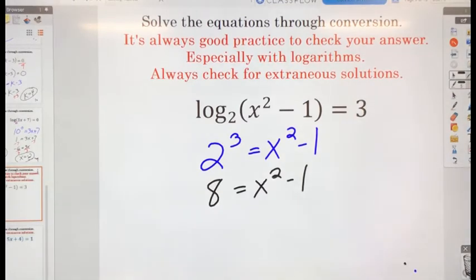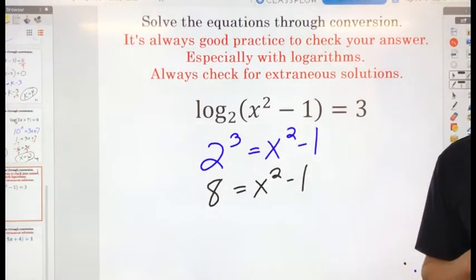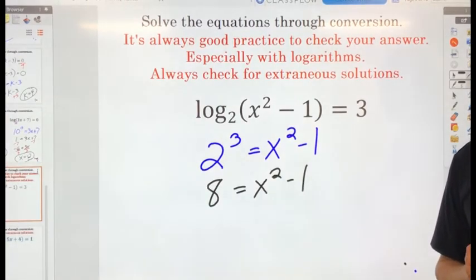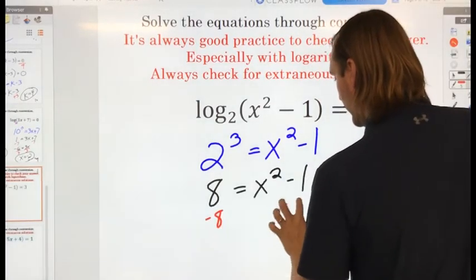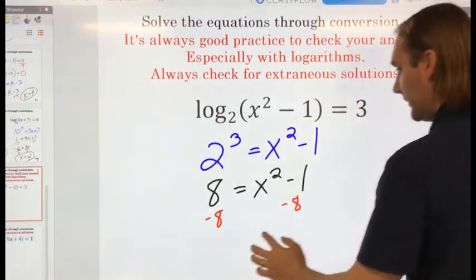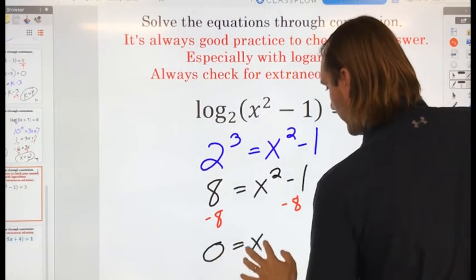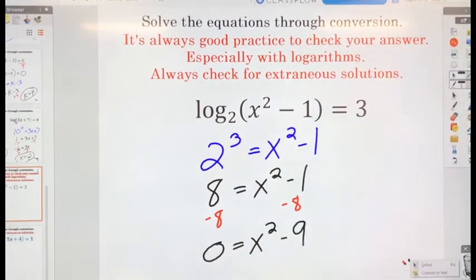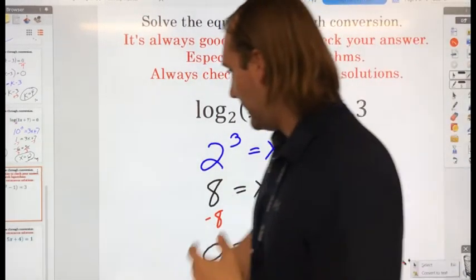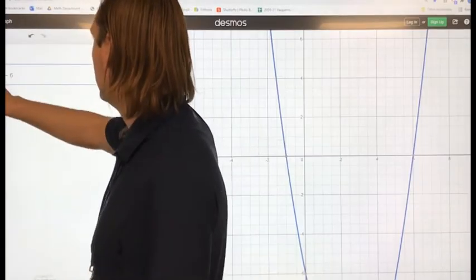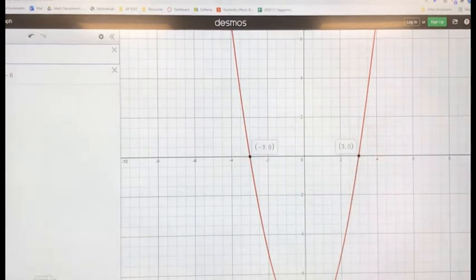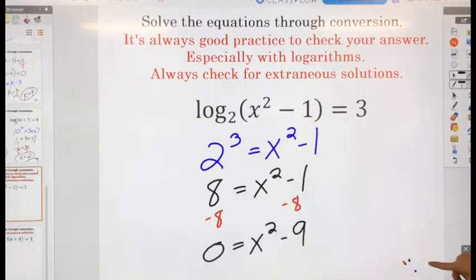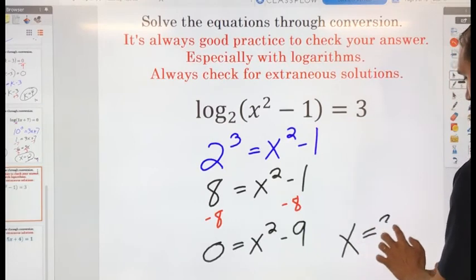Now let's pause for a second. I have a square, a quadratic. Let's remember, how do we solve quadratics? You've got to set it equal to 0. Very good start. So let me subtract 8 on both sides. I get 0 equals x squared minus 9. Now how do you solve? Graph it. So let's go ahead and graph x squared minus 9. I see my x-intercepts are at what values? 3 and -3. So x equals 3 and -3.